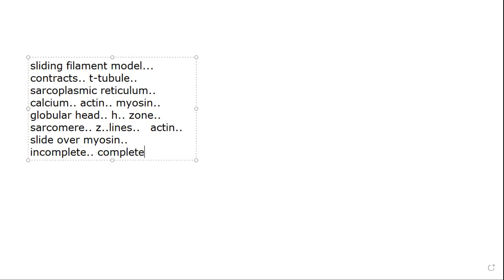The overlapping of what? The overlapping of the I band on the A band. It moves over and completely covers the A band. The I band almost completely covers the A band.